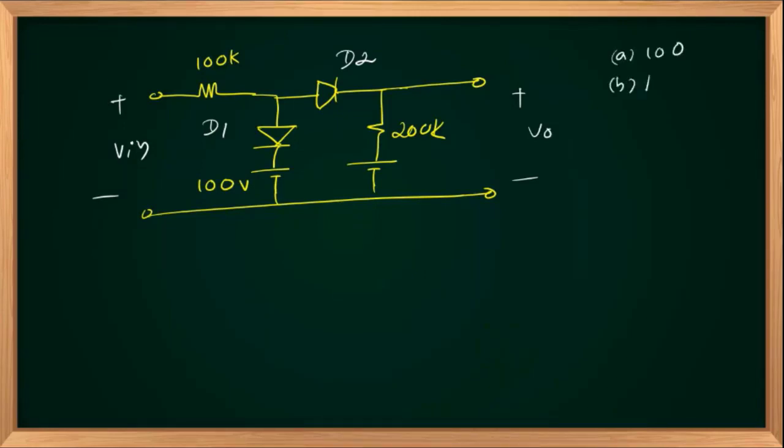Second option says it is 125 volts. Third option says it is 137.5 volts. Fourth option says it is 187.5 volts. Both diodes should turn on.